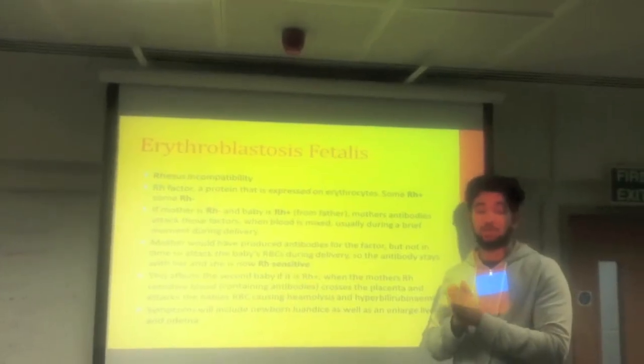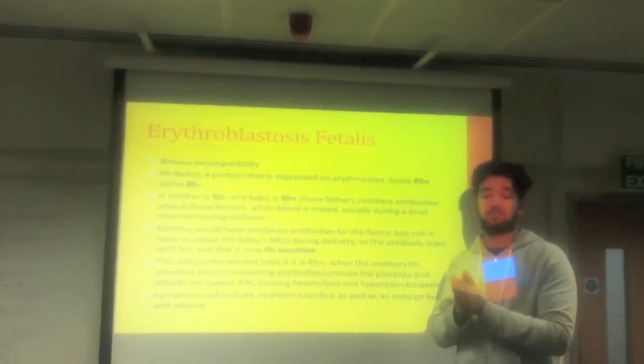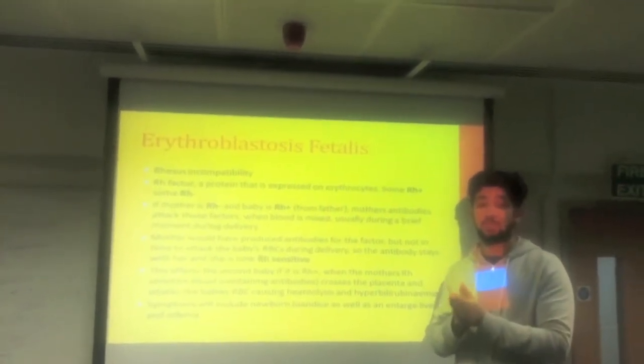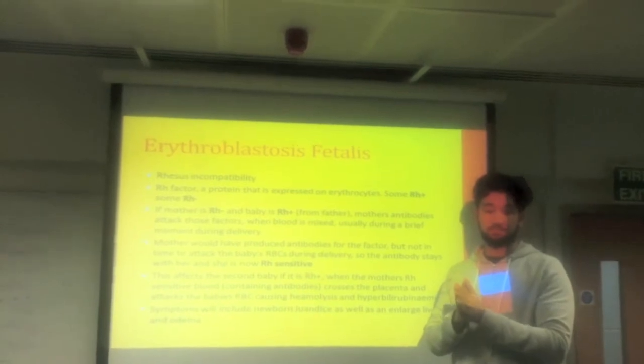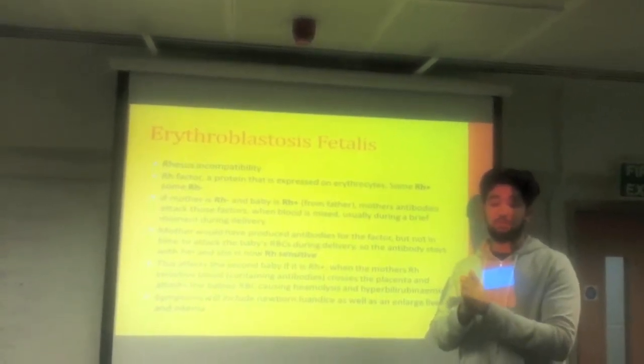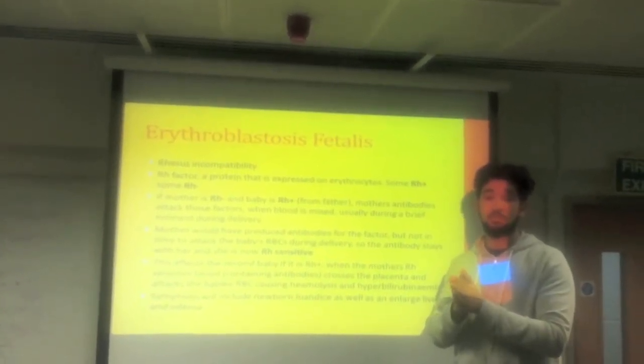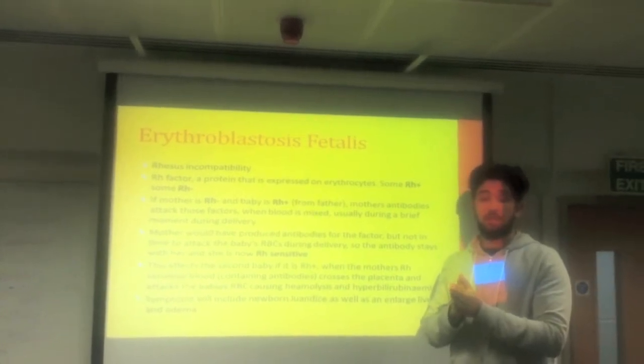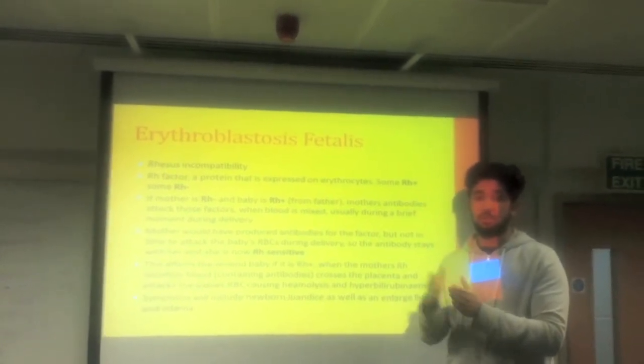Erythroblastosis fetalis happens when an Rh negative mother becomes Rh sensitive if she produces antibodies against an Rh positive baby. This affects the second baby, as the antibodies from the mother now cause hemolysis of the baby's red blood cells, and therefore lead to jaundice from hyperbilirubinemia.